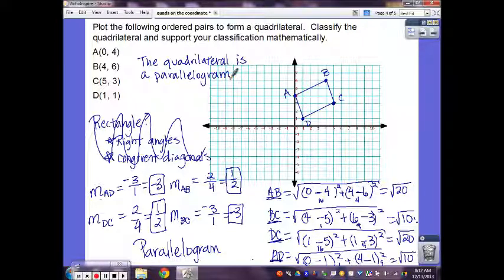And here's where it becomes not just some statement. It becomes a claim supported with evidence because I'm going to put because and I'm going to support it mathematically. So we have our claim, it's a parallelogram. Our evidence is because opposite sides are parallel.